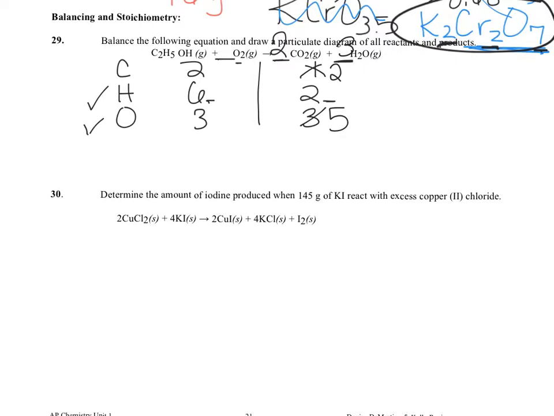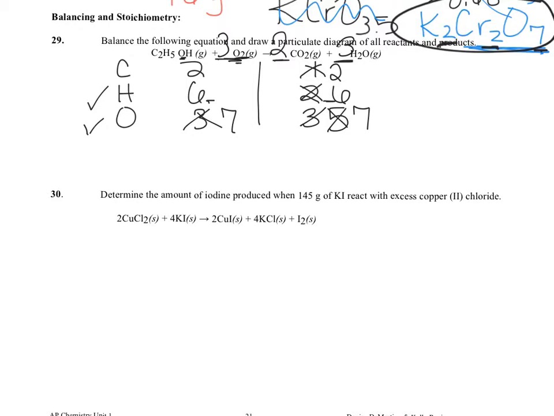What that does is that changes my hydrogen to be balanced. And then my oxygens are now 7. We have 1 extra here, so I need to get this whole thing to 6. So we're going to put a 3 here. And now we're at 7.